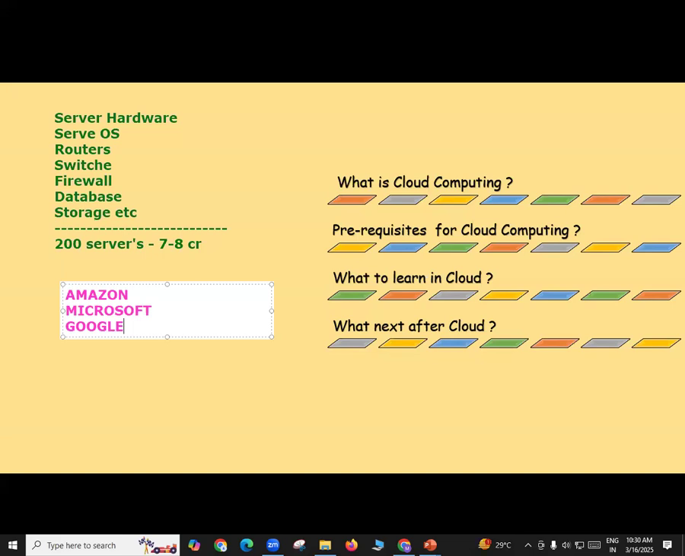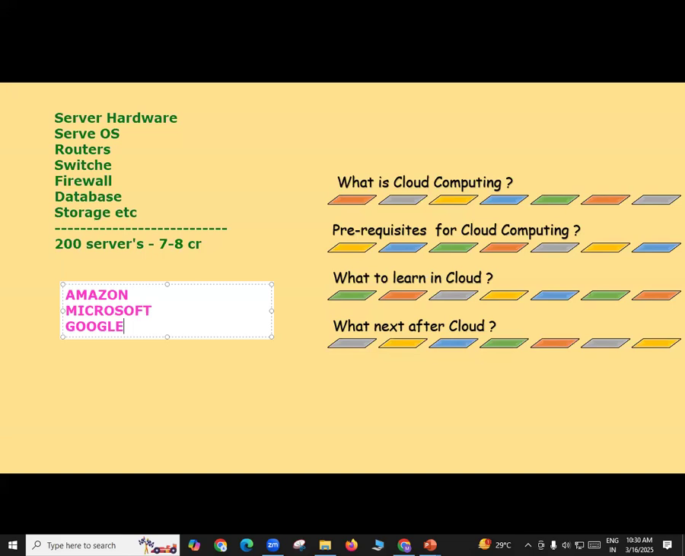Means my company is somewhere in, let us say, Chennai. So instead of bringing all these devices within my company, I'll just go with cloud computing. I'll connect to the Amazon data center, which is there in Hyderabad and Mumbai. Company is in Chennai, but Amazon data center is in Hyderabad and Mumbai.